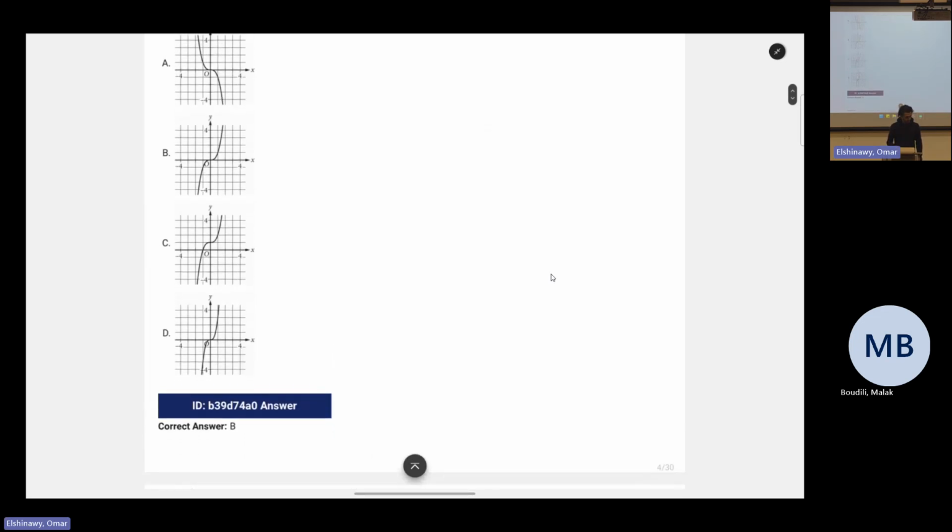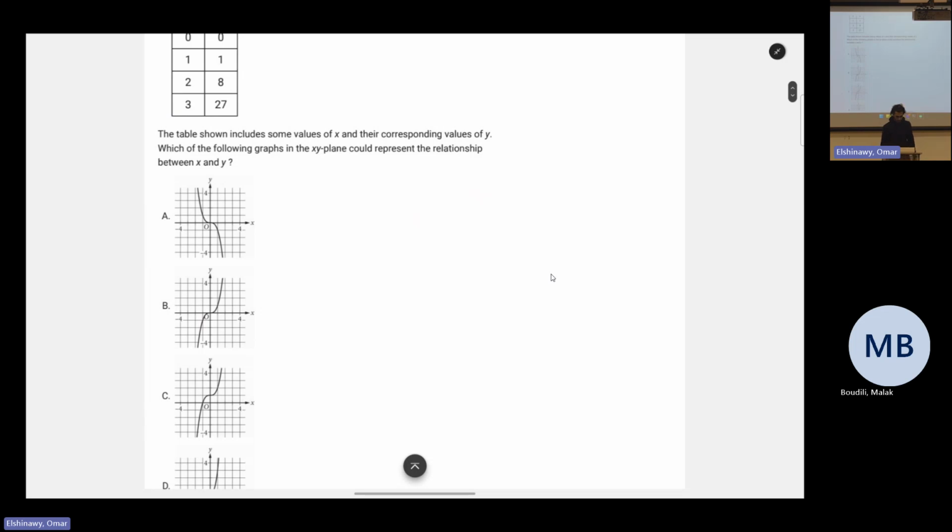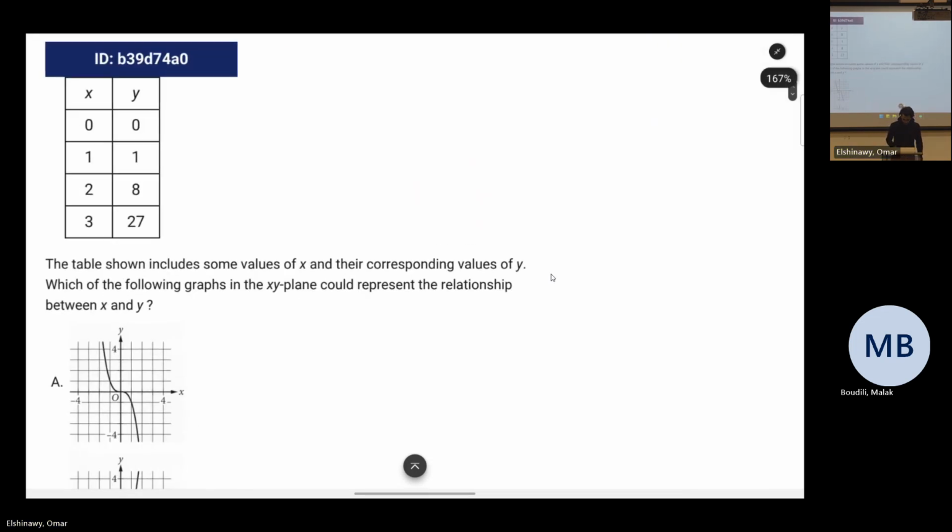Can you explain this? The fourth one. Amazing. Thank you, sir. I thought nobody was going to ask it. So, okay, we have some values of x and y. Which of the following graphs could represent the relationship between x and y?